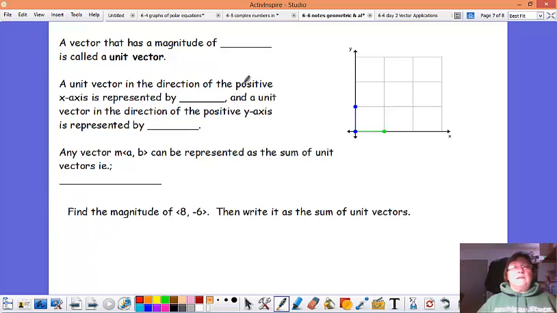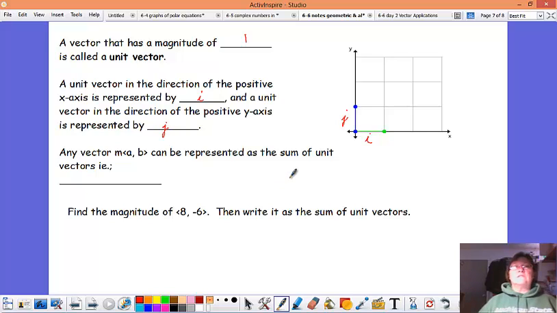And our final topic of the day, a vector that has a magnitude of 1 is called a unit vector. And you can see that I have 2 unit vectors marked here. In the horizontal direction, a unit vector in the direction of the positive x-axis is represented by i. This does not mean it's an imaginary number. We're using that variable i to represent the length of a unit vector, so a vector that has magnitude 1 that's headed east. The vector that is headed north here is a j vector.